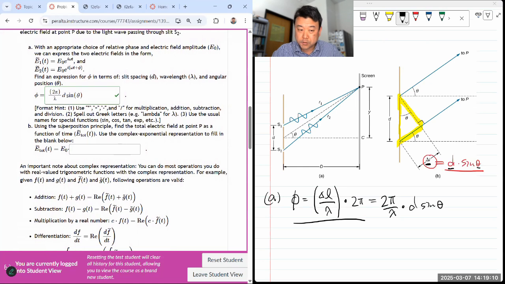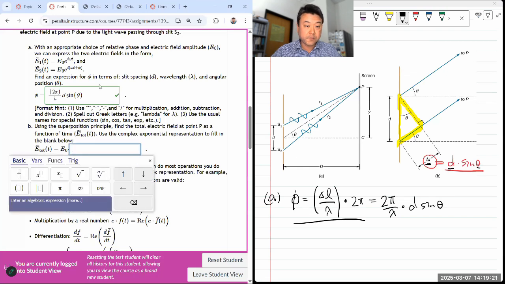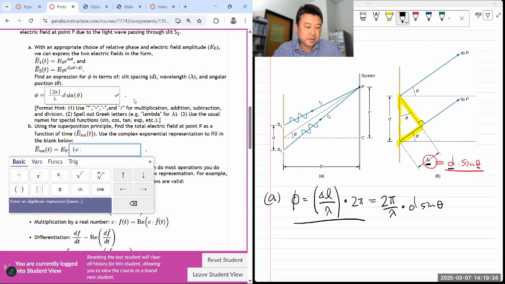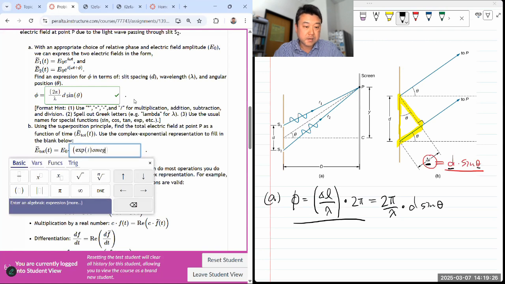If you remember, superposition principle is a very grandiose name for a very simple mathematical operation. Simple addition. It applies whenever you have a linear relationship. So that should be just the sum of these. So it's just going to be the sum of the exponential things: e to the i omega t plus e to the i times omega times t plus phi.